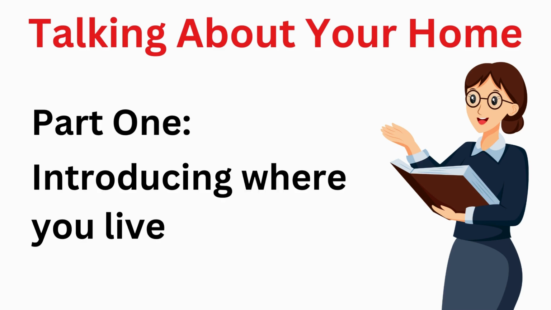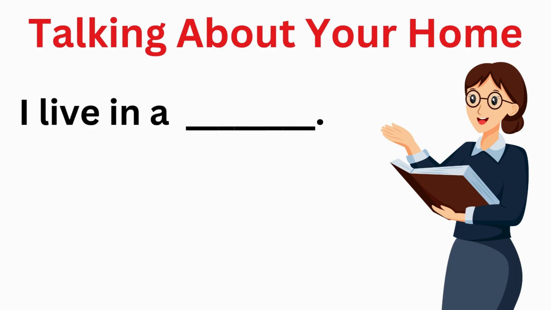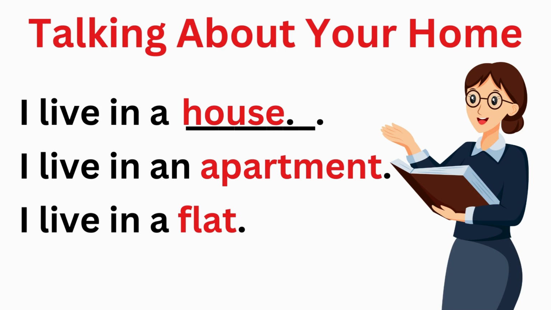Part 1. Introducing where you live and talking about types of home. Let's start with a simple sentence. I live in a... What could you put there? You could say, I live in a house. I live in an apartment. In Britain, people sometimes say flat. Flat and apartment have the same meaning.